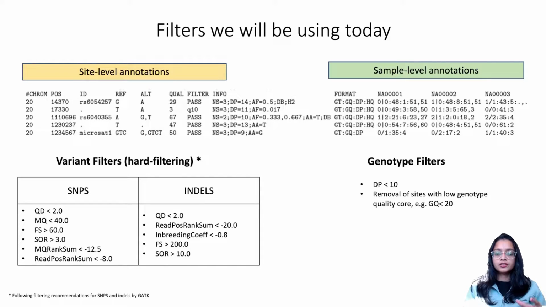Next, we're going to filter the variants by genotype quality. So basically, genotype quality tells us how confident we are that the genotype assigned to a particular sample is correct. It's basically a Phred scale probability score.